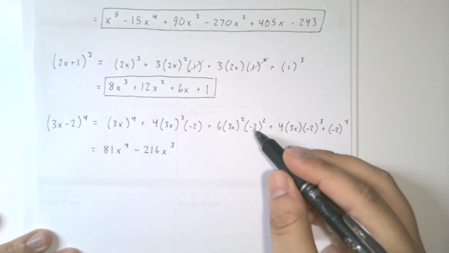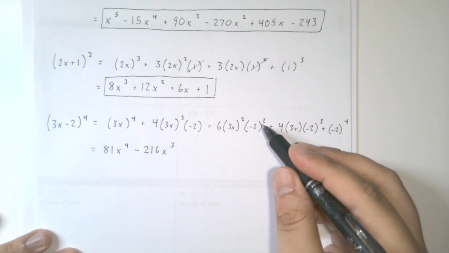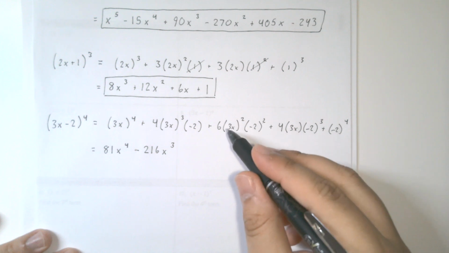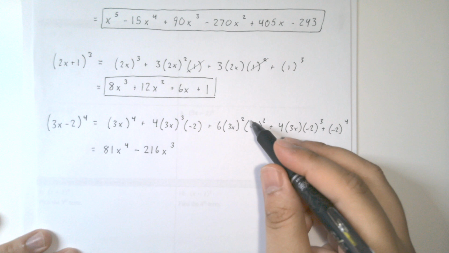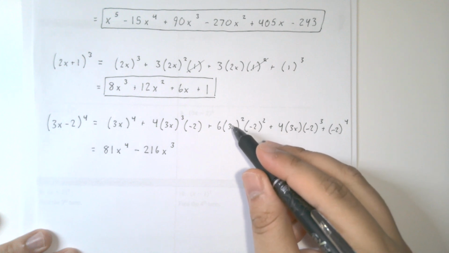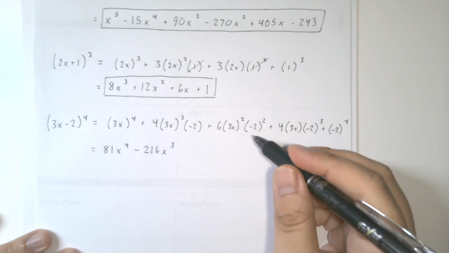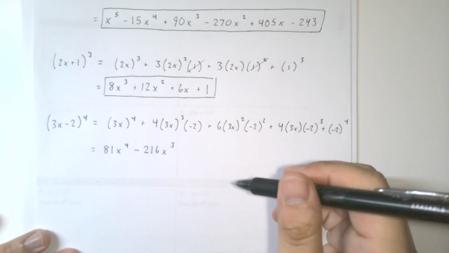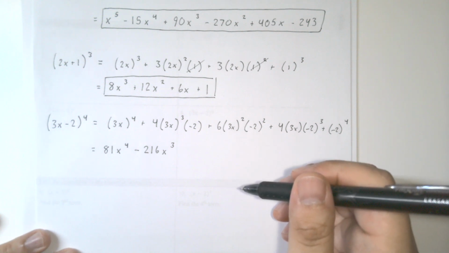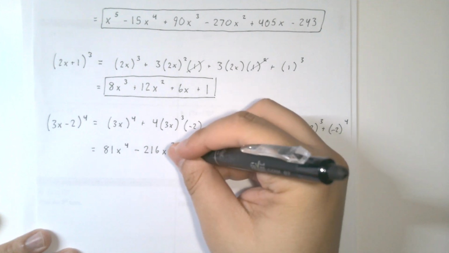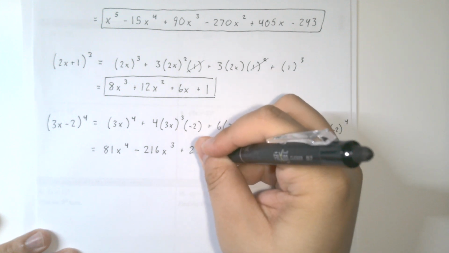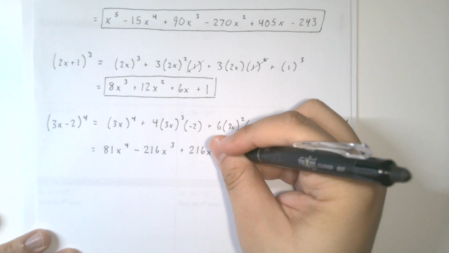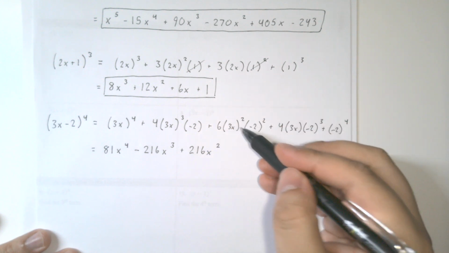Next thing we have is negative 2 squared, which is positive 4. And then we also have 3 squared, which is 9. So we have 9 times 4, which is 36. And then we have times 6. And 36 times 6 is going to be positive 216. And then that's going to be an x squared.